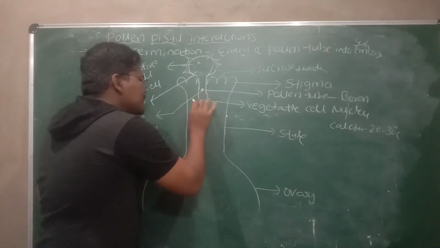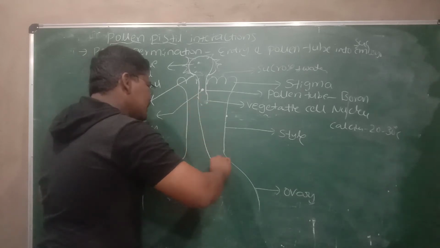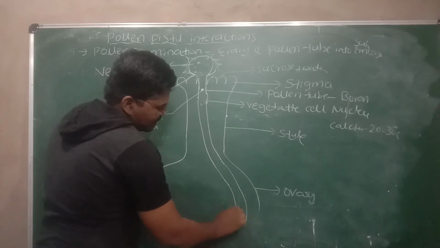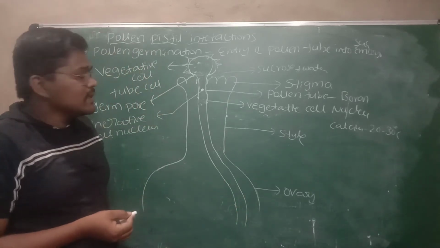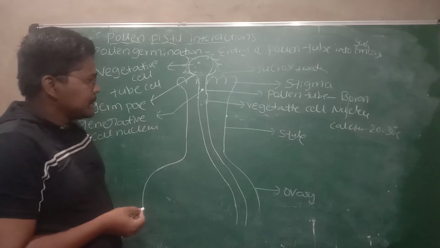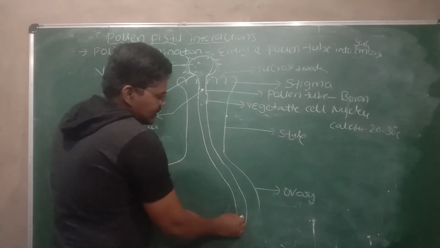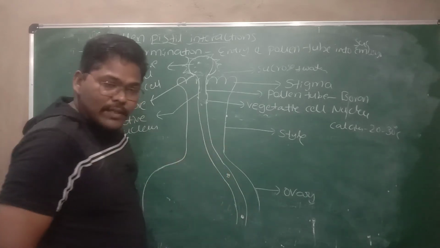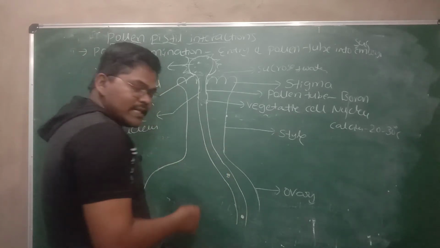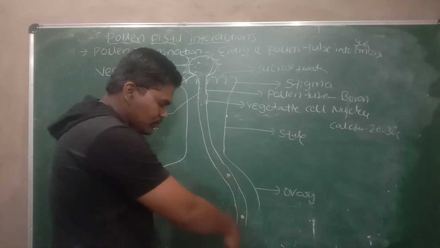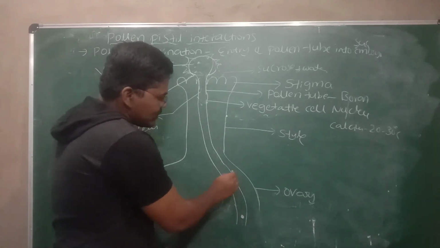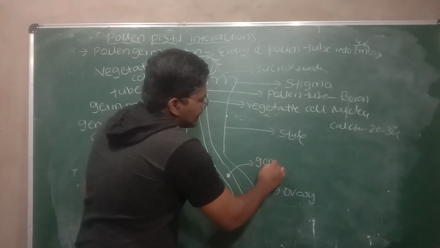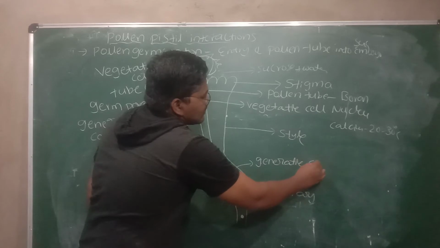By this way, what happens? The pollen tube grows in the stigma and reaches the ovary. While this is the generative cell and the vegetative cell nucleus, apart from the growth of the pollen tube, the vegetative cell nucleus will move in the pollen tube. The generative cell nucleus also moves in the pollen tube. Then what happens?